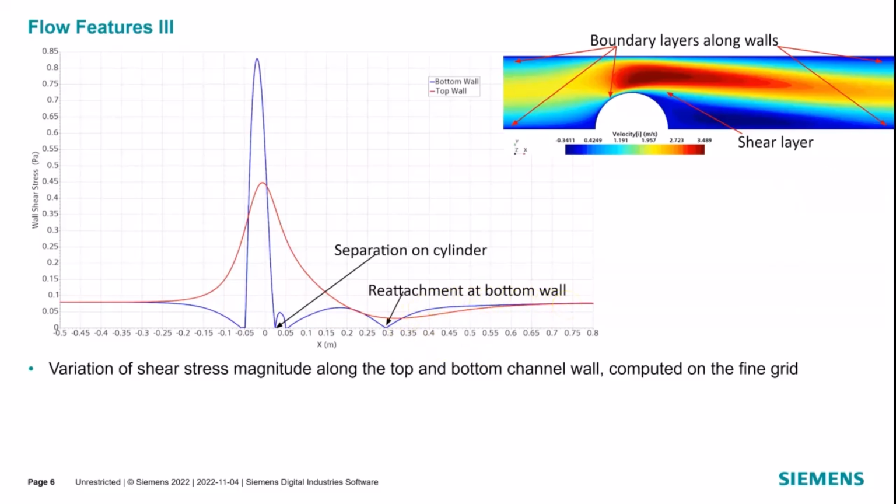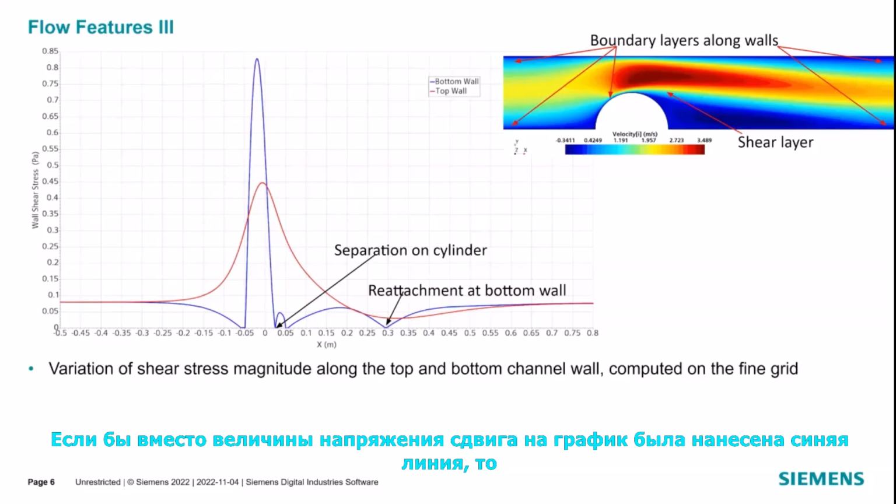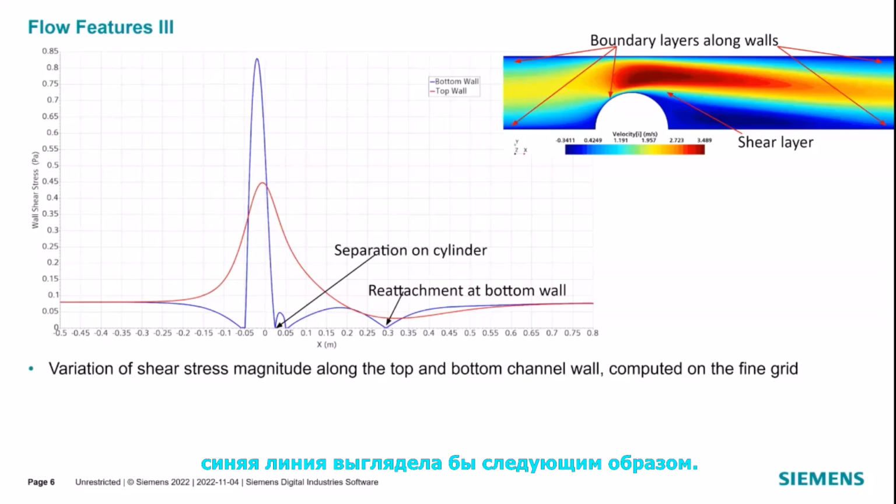The assigned tangential shear stress vector component changes sign at separation and reattachment locations. If it was plotted instead of the shear stress magnitude, the blue line would look like this. It would cross the zero line here, where the separation takes place at the obstacle wall, come back and cross the zero line where the reattachment of the tiny recirculation of the obstacle is, cross the zero again where the separation at the bottom wall begins, stay on this side within the recirculation zone, and then cross the zero line again at the reattachment point.